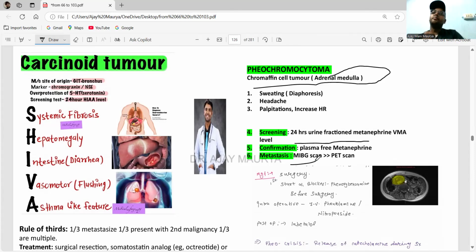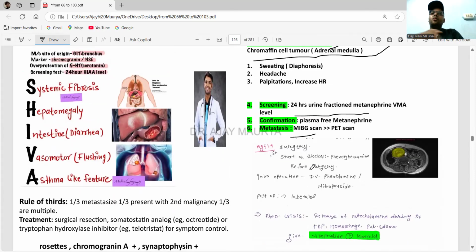MIBG scan, then the PET scan. We'll see the MIBG scan. What is the management here? You have to do surgery. First start with what? Start with the alpha blockers. You have to give phenoxybenzamine before surgery. In the intraoperative period, you have to give IV phentolamine and nitroprusside. And also post-operative, you have to give labetalol.